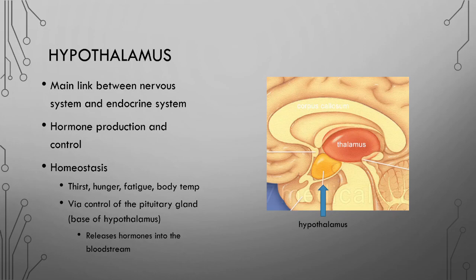So the hypothalamus controls the pituitary gland, and the pituitary gland is responsible for releasing hormones into the bloodstream, where they can then move on to different internal organs and influence those tissues and organs.